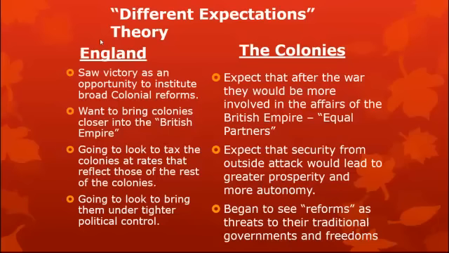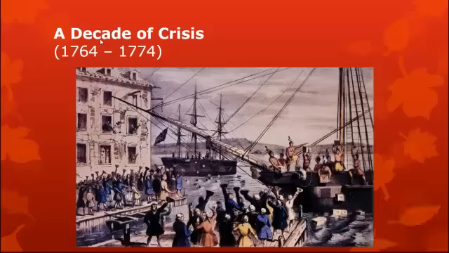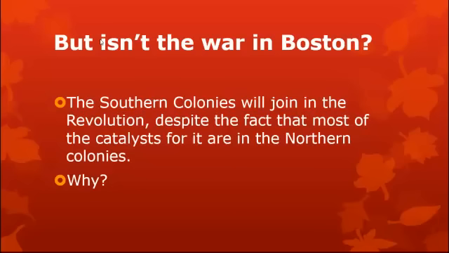So this is what I mean when I say that the revolution is not so much a revolution as it's going to be a return to the way things were before. But regardless of why this goes down, the American colonies got very messy very fast, because England is going to seek to both raise money from the colonies and bring them under tighter control. And so the decade from 1764 to 1774 was basically one big crisis after another in the American colonies.